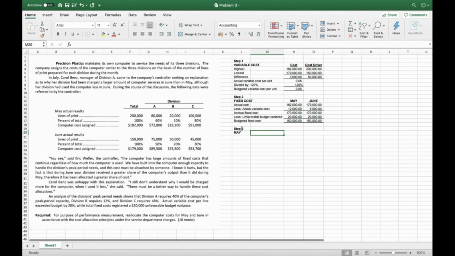For step 3 and the last, we just allocate the computer cost using the given lines of print for variable cost and percentage of computer's peak period capacity for fixed cost for the month of May and June, so we get the proper allocation of the service department cost.